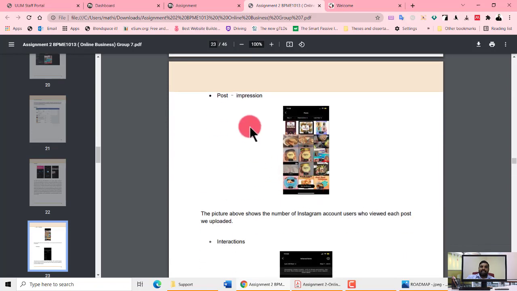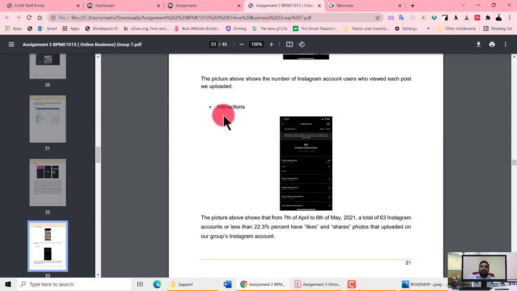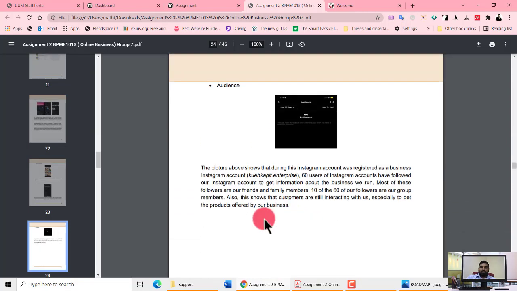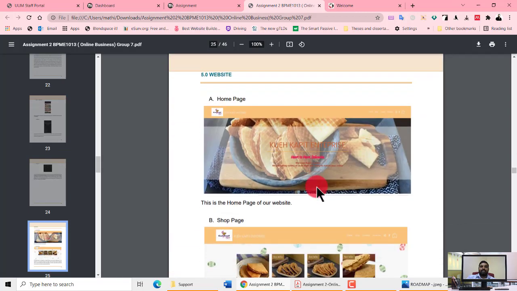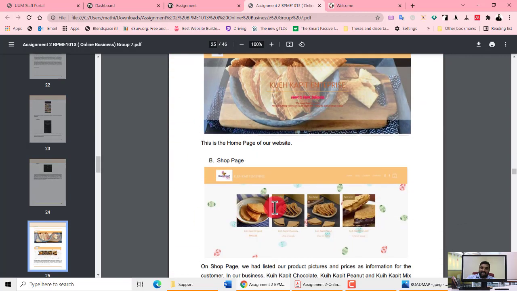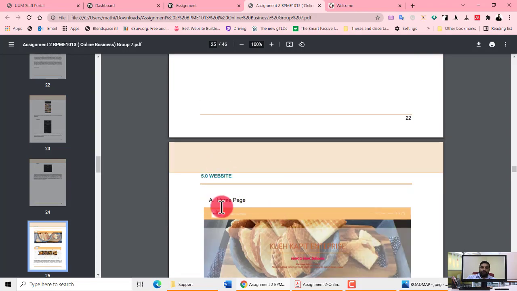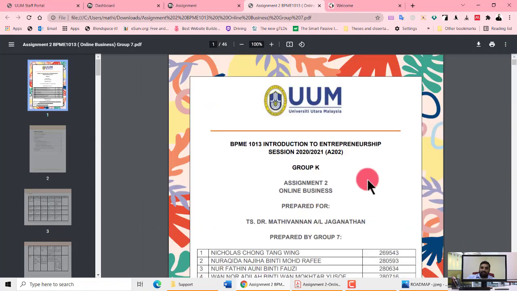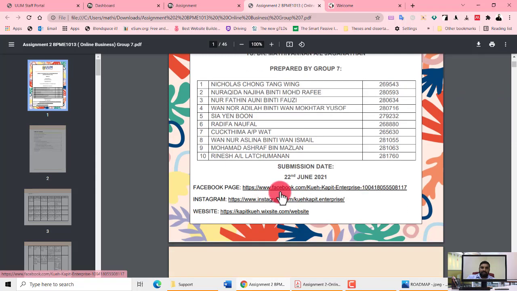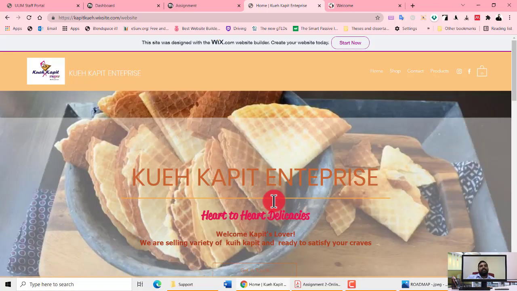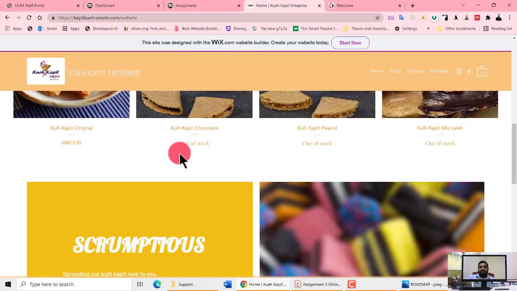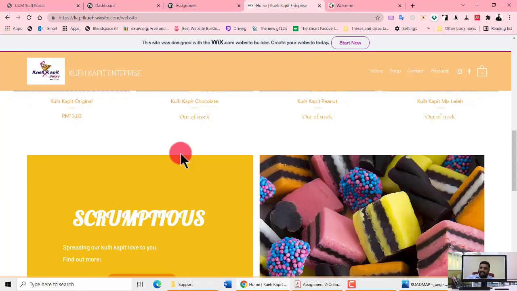Then they include their post impressions, interactions, everything. Audience, 60 followers. And they prepare a website. You have to provide the link. I think they provide the link on the first page. I think it's still available. The website is still available, you see. Koi Kapit, the website. Very simple website. Very nice.